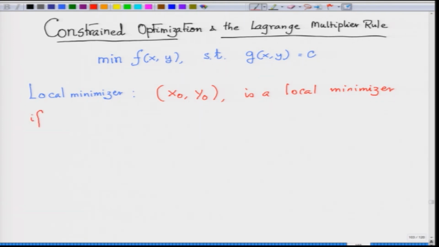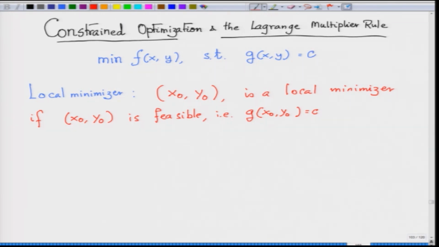if x naught y naught is feasible, that is, feasible means g of x naught y naught satisfies the constraint. This is called a constraint. So, in optimization language, f x y is called the objective, and g x y equal to c is called a constraint. Any point which satisfies the constraint is said to be feasible for that problem, because those are the points we are interested in and we are not interested in other points.